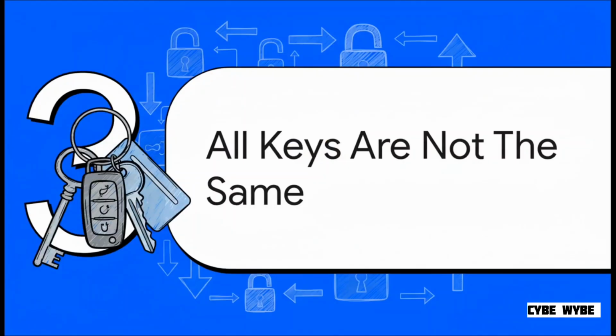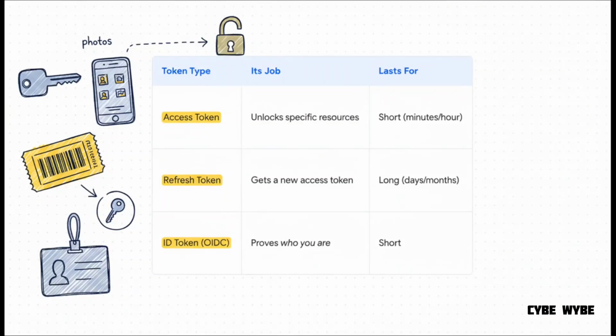Now, we've been using this term key or token a lot. But just like a real keychain might have a few different keys for different doors, in the world of OAuth, there are a few different types of tokens, and each one has a very specific job. So there are really 3 main types you should know about. First is the access token. This is the actual valet key we've been talking about. It's what the app presents to get your photos, and for security, it expires very quickly.